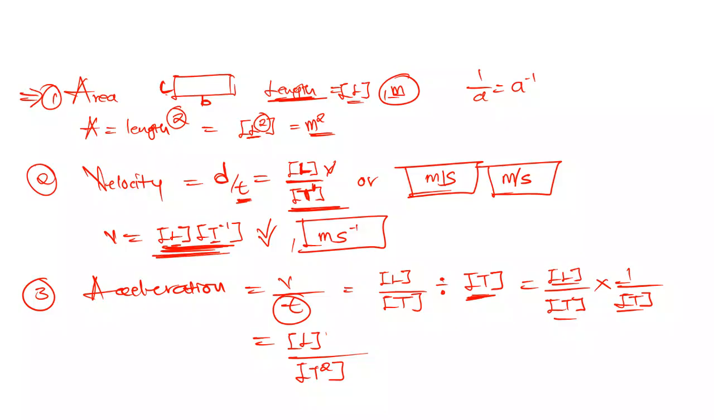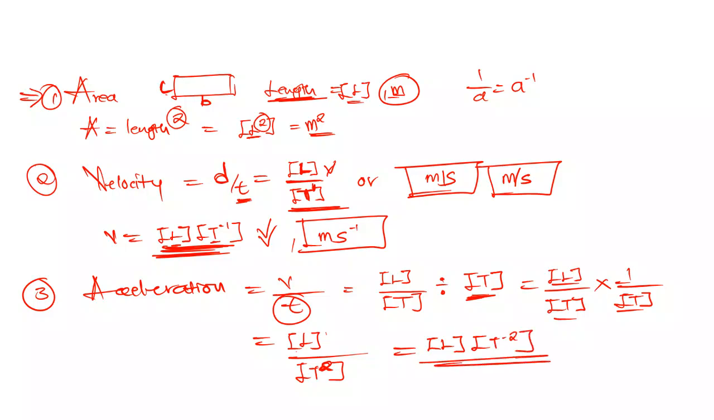If you want to write in this form, L will still remain like this because it is on top. Now to take T on top, since it is positive T squared, it's going to be T to the power -2.